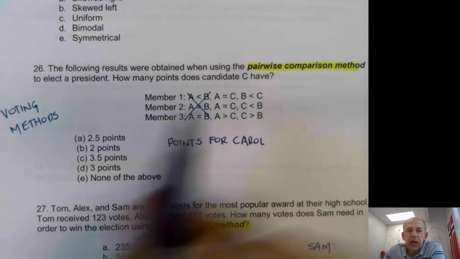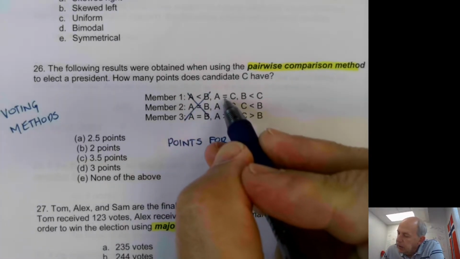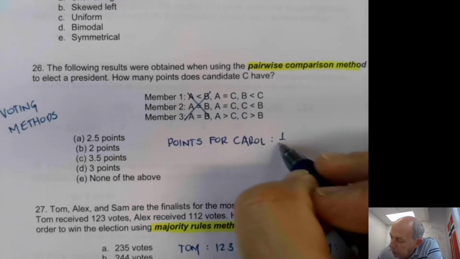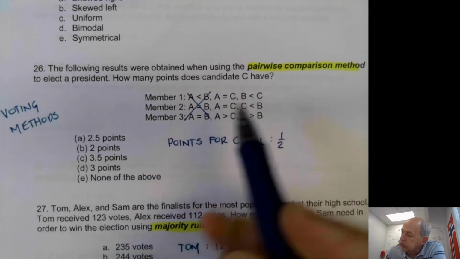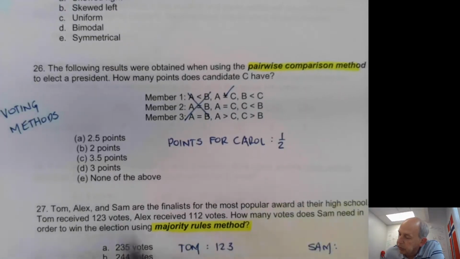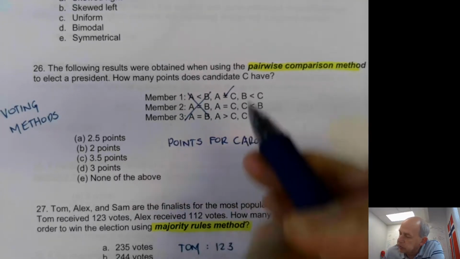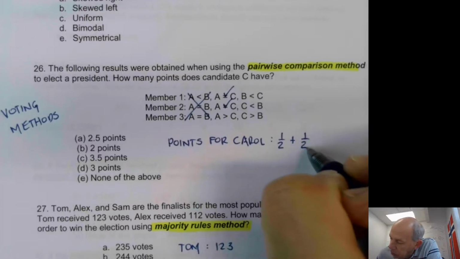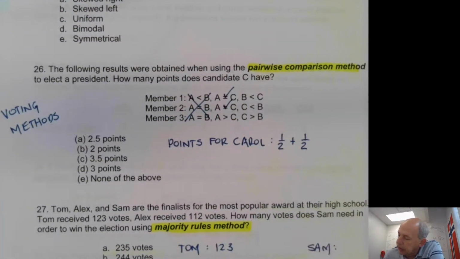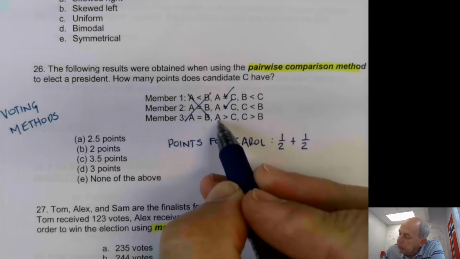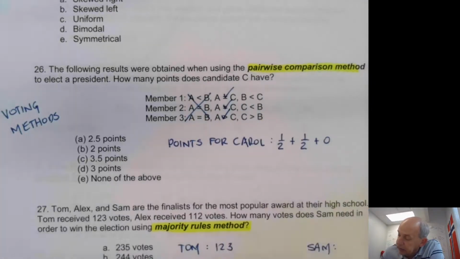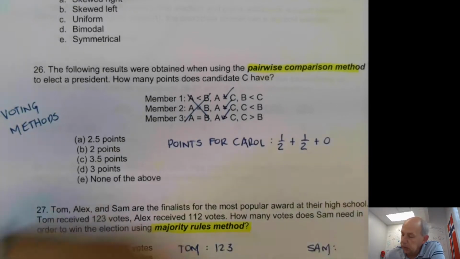So in this column right here, this voter said Andy and Carol were about the same. Remember, we're splitting a point. So Andy and Carol split the point. We're just worried about Carol's points. Member 2 said the same thing. Andy and Carol were about the same, so we're going to split that point. Member 3 preferred Andy over Carol, so Carol gets nothing in that comparison.